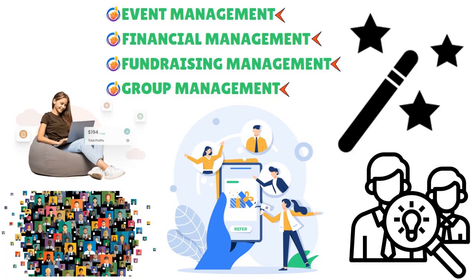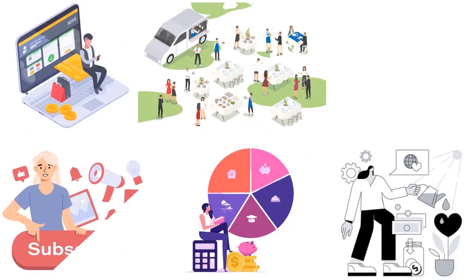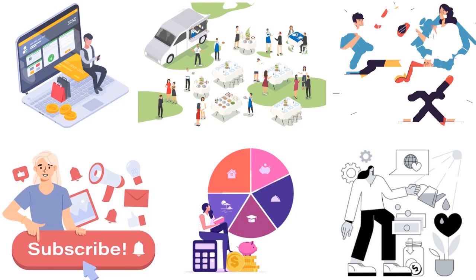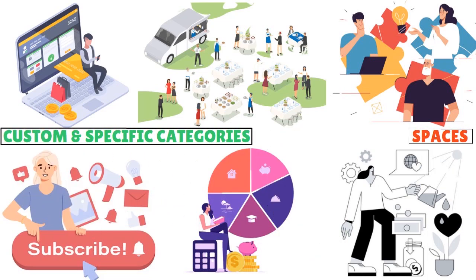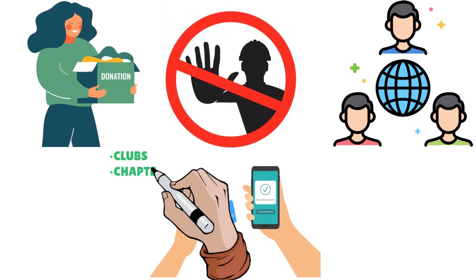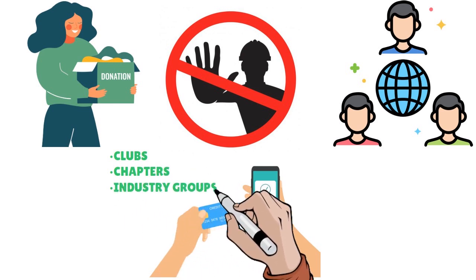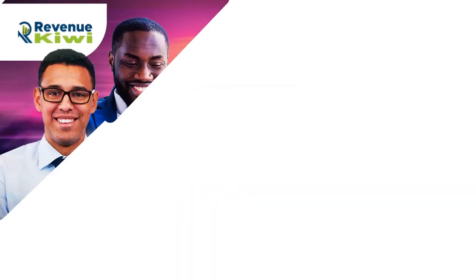So communities are regularly made of numerous smaller gatherings. So with group management, you can help your subscribers discover and engage with other like-minded individuals within the same community. And the thing is, in some software tools, they call it spaces, and Hivebrite calls it groups. And you can create custom and specific categories, and groups will help you coordinate your particular organizational models, such as, let's say, clubs, chapters, or even industry groups. So that's really good.